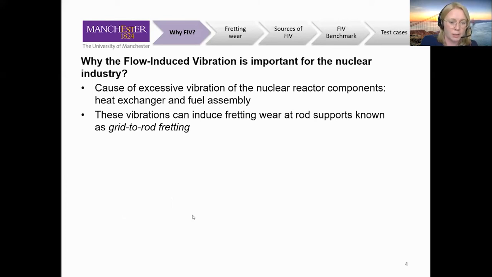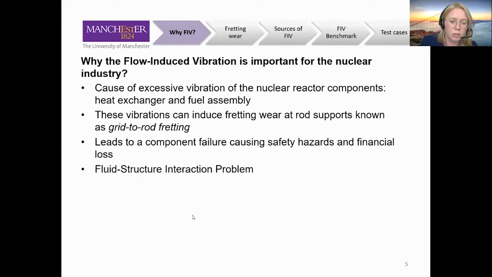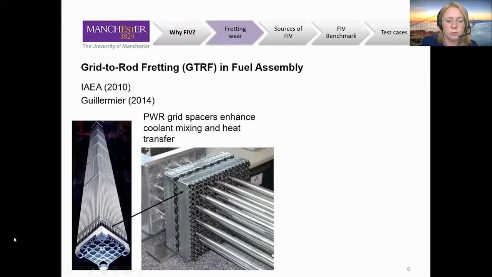The excessive vibration from the flow induces what's called grid-to-rod fretting. This phenomenon leads to component failure and is typically analyzed with FSI simulations. To present the problem, I depicted the entire fuel assembly, which consists of hundreds of fuel rods arranged in a square lattice, held in place by a component called the spacer grid. It has two functions: it holds the fuel rods in space, but also enhances flow mixing by inducing a turbulent field.